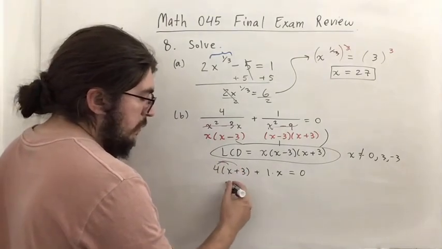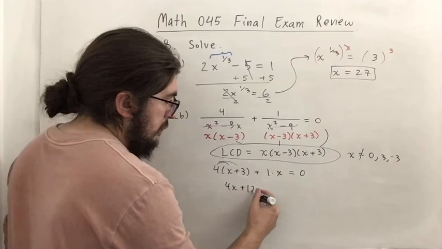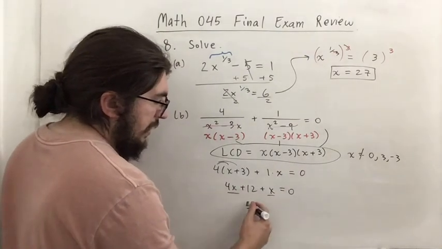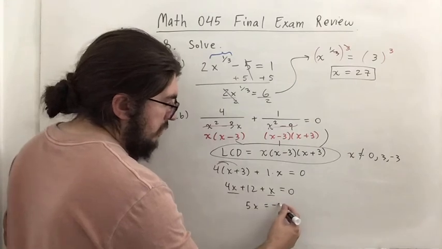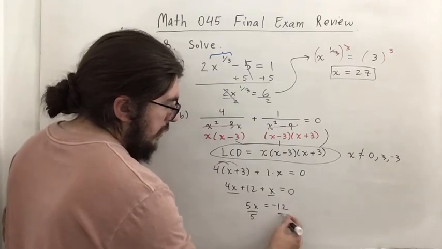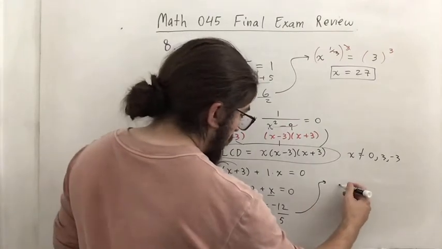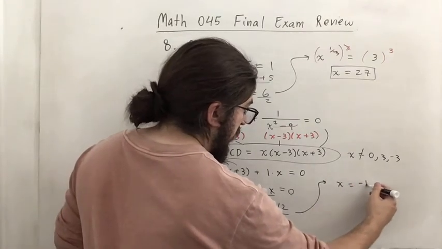So distributing this 4, we get 4x plus 12 plus x is equal to 0. These combine to 5x. Subtract that 12 to the other side, divide by 5. So we don't get any of those actually, fortunately. So we end up with x is equal to negative 12 over 5.